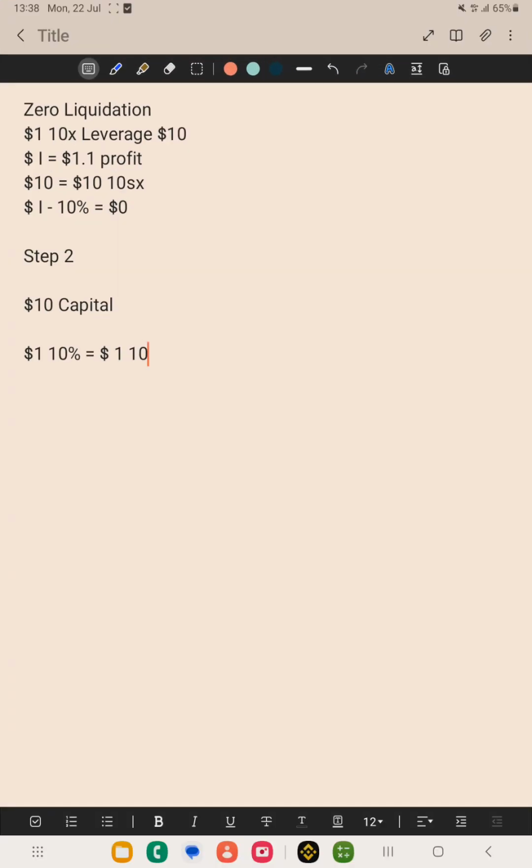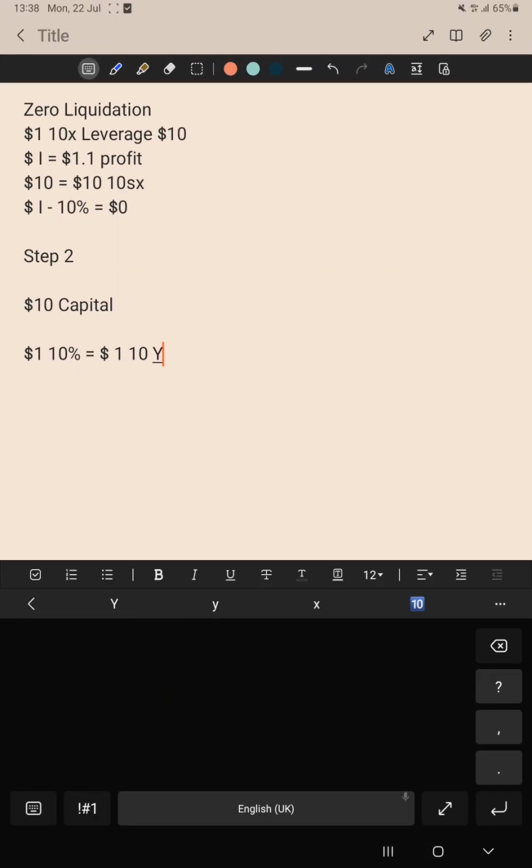But if the coin goes down the other way, I'll be losing $1. But I will not lose all my money. Why? Because I still have $10. So what that gives me is that it will make whatever I'm trading with zero liquidation. It will be as if I'm trading with 100% of $10, which means it will take 100% for my money to get liquidated. But I'm only using 10% of it.